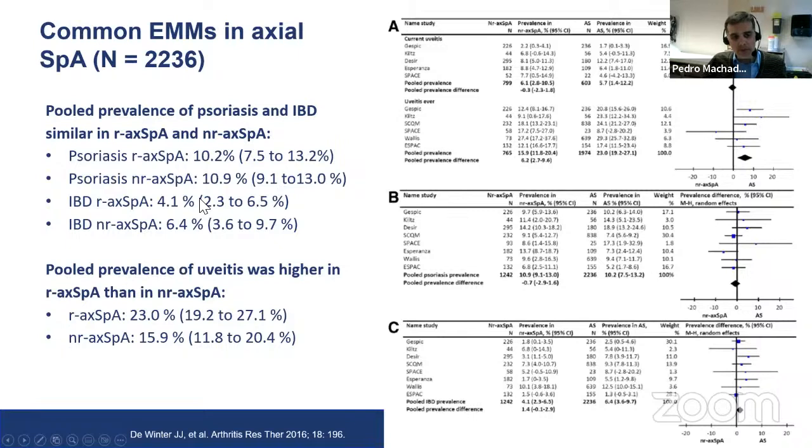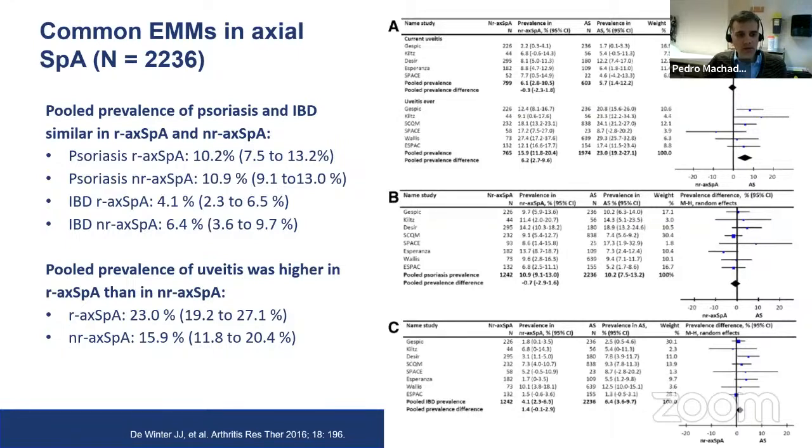They did this for the radiographic and the non-radiographic form of the disease. The radiographic form is what we used to designate as ankylosing spondylitis, and the non-radiographic form is when the definite changes cannot be seen on the pelvic X-ray of the SIJs. The authors could not find significant differences between these two forms in terms of the meta-prevalence of psoriasis or inflammatory bowel disease. So for psoriasis, the prevalence was around 10 to 11% of the patients. For IBD, 4 to 6% of the patients.